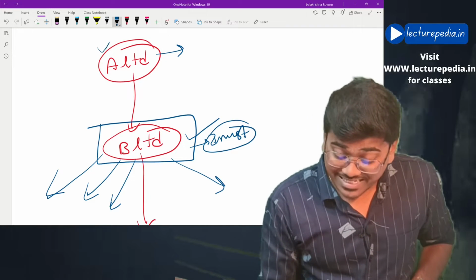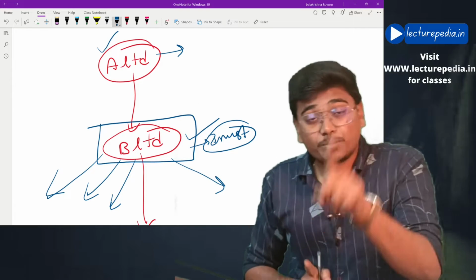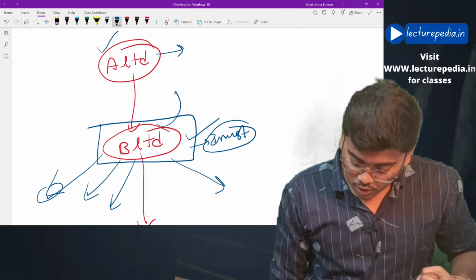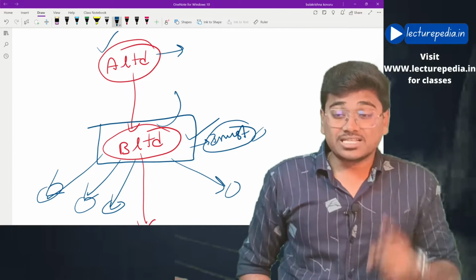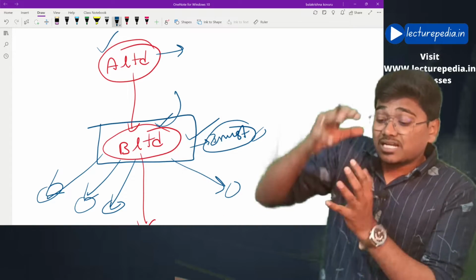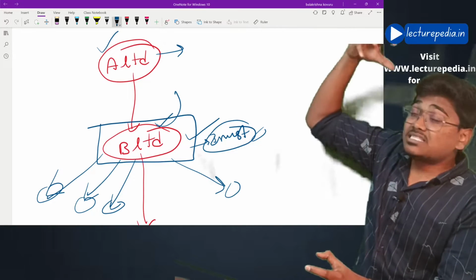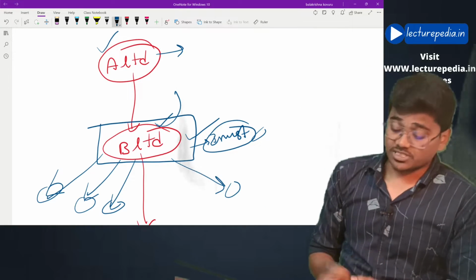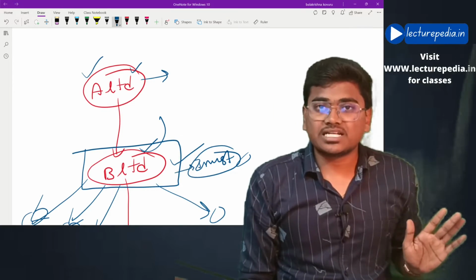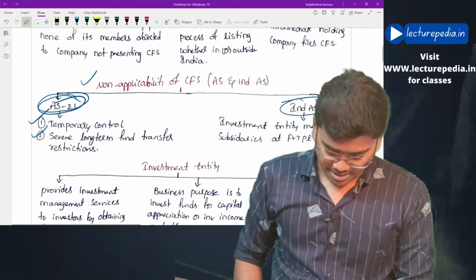Now tell me whether A Limited has to prepare consolidated financial statements. The answer is yes. A Limited has to prepare consolidated financial statements including the financials of B Limited and all the investments made by B Limited. The exemption is only for B Limited because B Limited is an investment company. But if that particular investment company is being held by another company which is not an investment company, then such holding company must prepare consolidated financial statements. Here, if A Limited is also an investment company, then A Limited need not prepare consolidated financial statements. Hope this is clear. Now, those are the exemptions and definition of investment company.